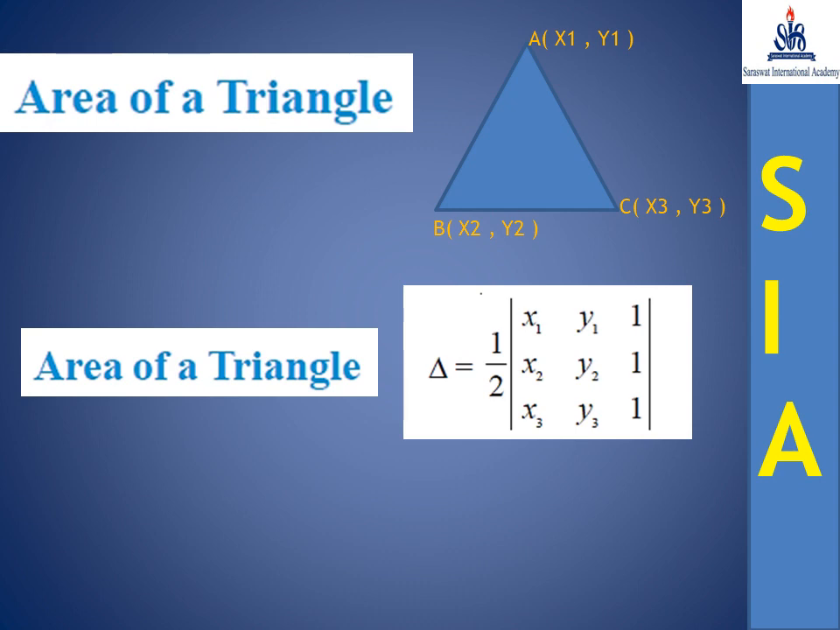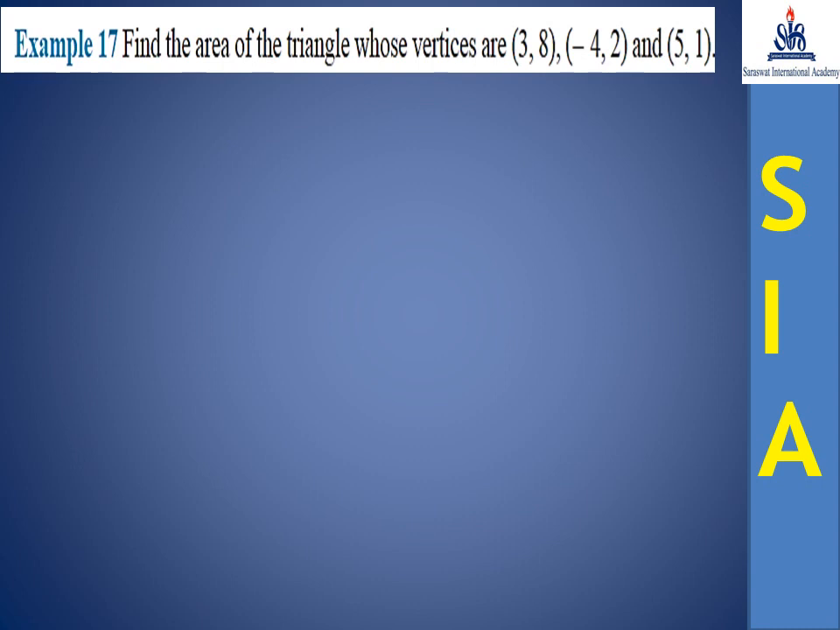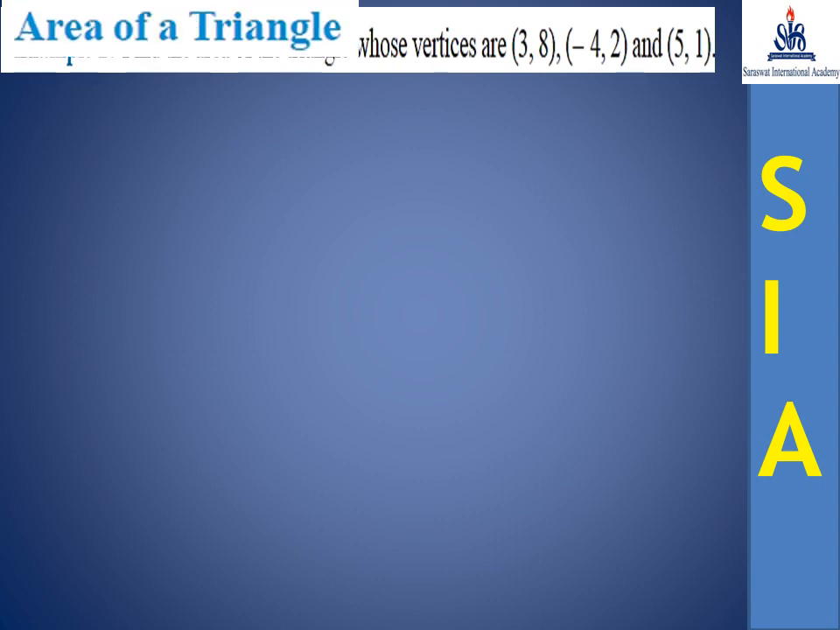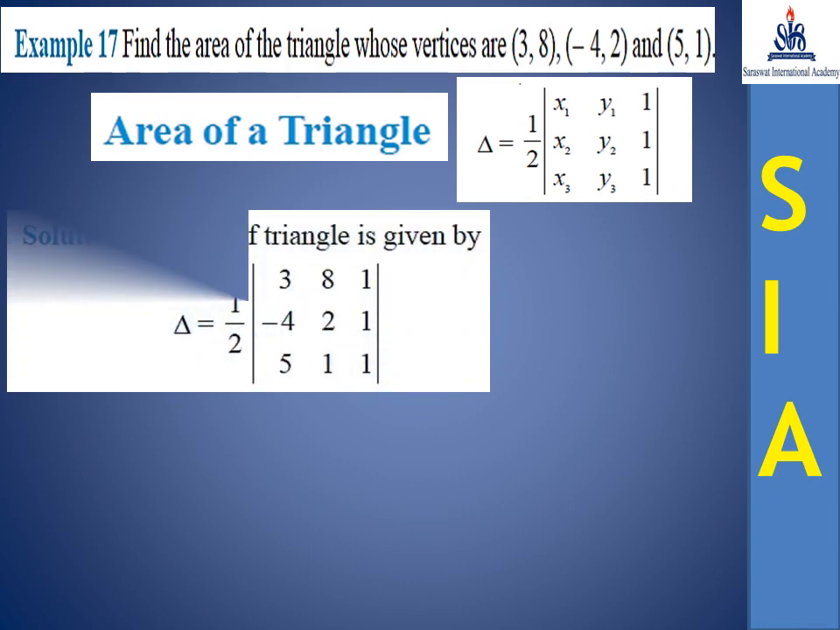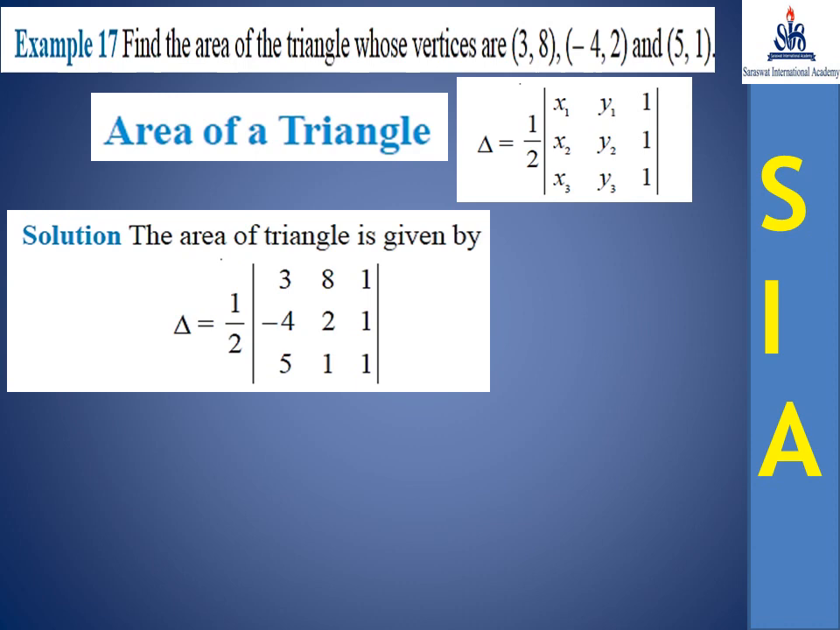So now let's continue to our numericals. Example 17: find the area of the triangle whose vertices are given as (3, 8), (-4, 2) and (5, 1). Just apply your basic formula, area of triangle is half of the determinant x1 y1, x2 y2, x3 y3. Students, for x1 y1 you can take any vertex, but I take x1 y1 as 3 comma 8, x2 y2 as minus 4 comma 2, and x3 y3 as 5 comma 1.